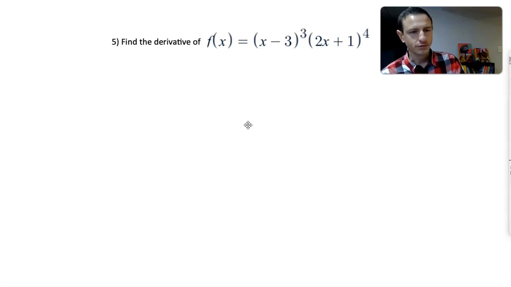All right, we have a big example here. We have f of x equals (x minus 3) raised to the third, times (2x plus 1) raised to the fourth, and we want to find the derivative of this. So in this scenario, let's ignore this for just a second. If you wanted to find the derivative of just this alone, you'd use chain rule. 3(x minus 3) to the second times 1.